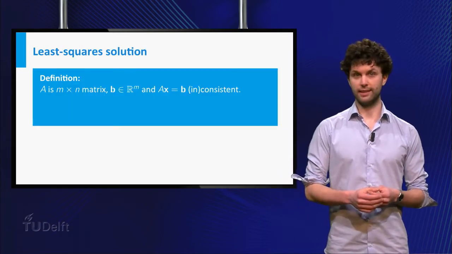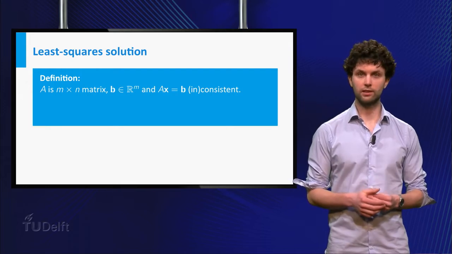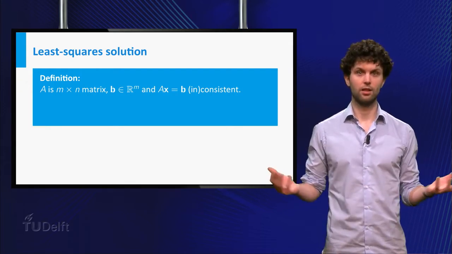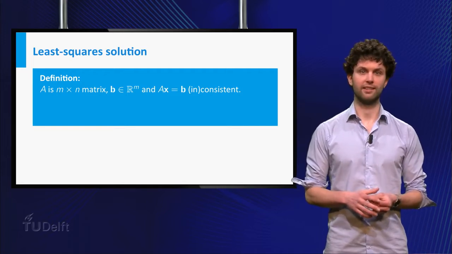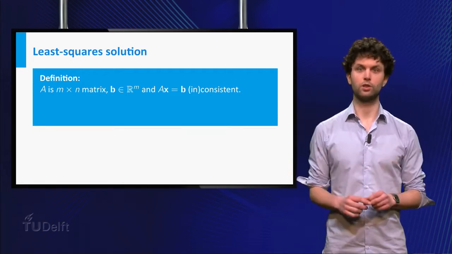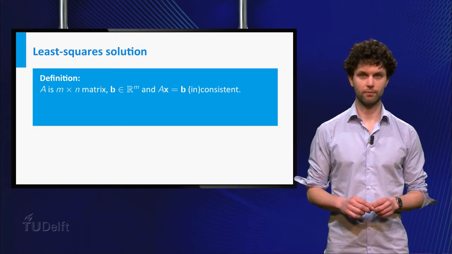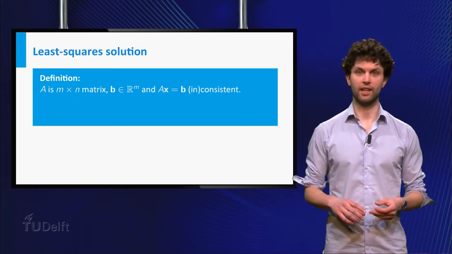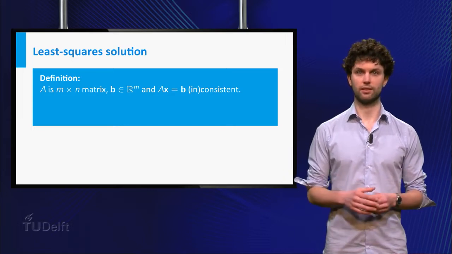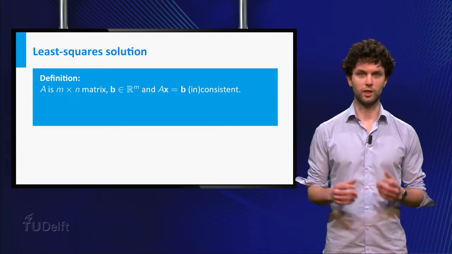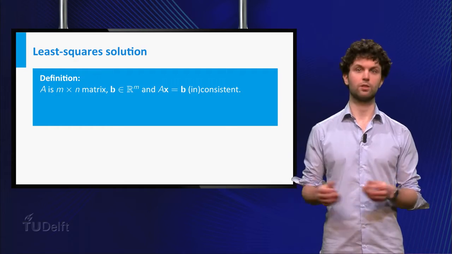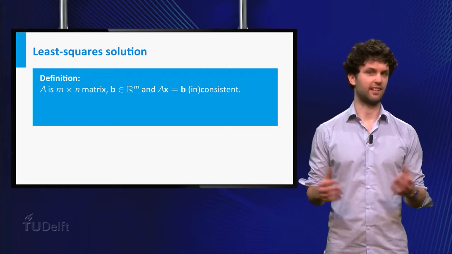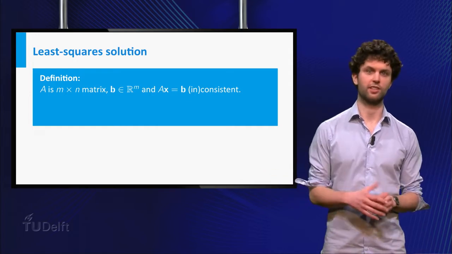In general, the least squares method deals with large systems of linear equations, which are usually inconsistent, but we would like to find a best almost solution anyway. So, let A be an m by n matrix and b a vector in R^m, and consider the system Ax = b, which might or might not be consistent.